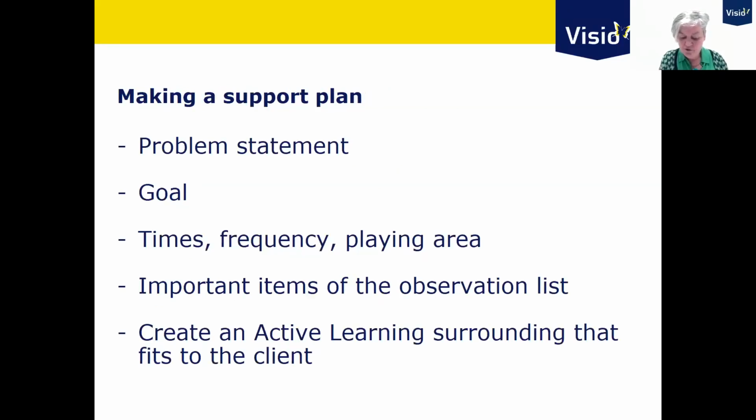So after we have filled in the observation form and maybe made some additional observations and tryouts with objects, or maybe we consulted an involved behavioral scientist, we can make a support plan. And this plan is the basis for activating Chris in the next 3 to 6 months. First, we start with a problem statement.